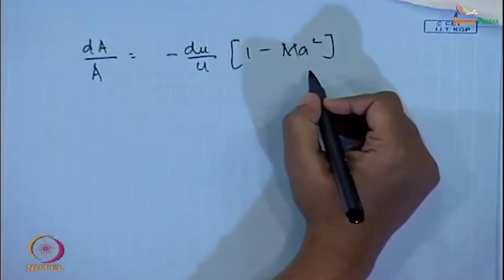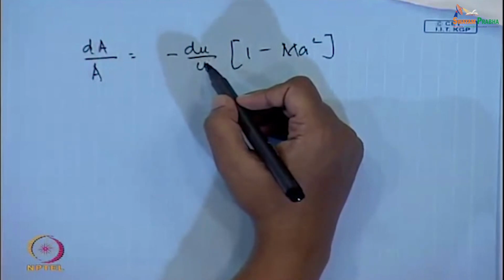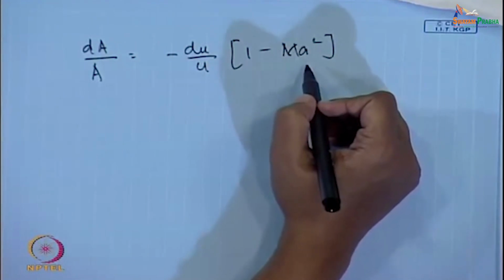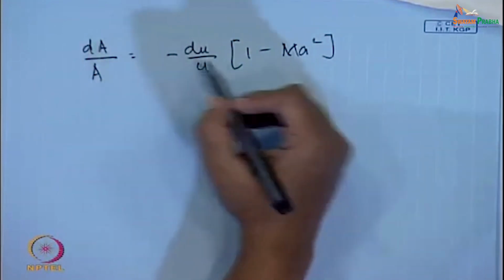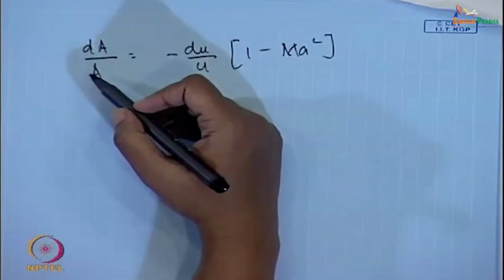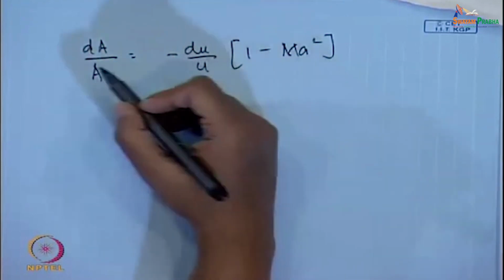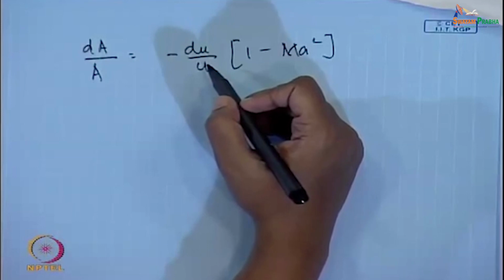So, from this what do I get? I see the area change has an opposite effect on velocity change, depending upon whether Mach number is greater than 1 or less than 1. If it is less than 1, a positive area change causes a negative velocity change. In other words, when there is an expansion, we have deceleration, and when there is a contraction, the flow accelerates. This is in agreement with what we have observed for incompressible cases.